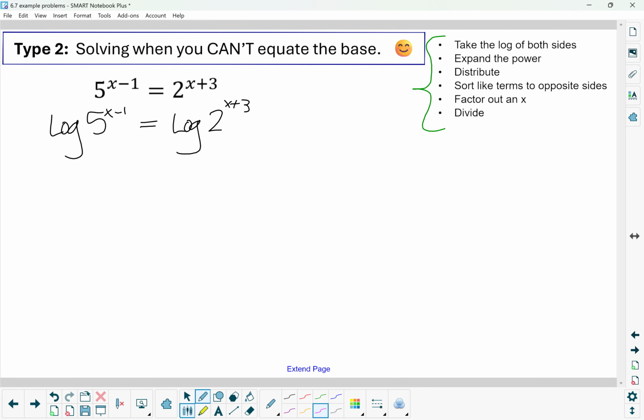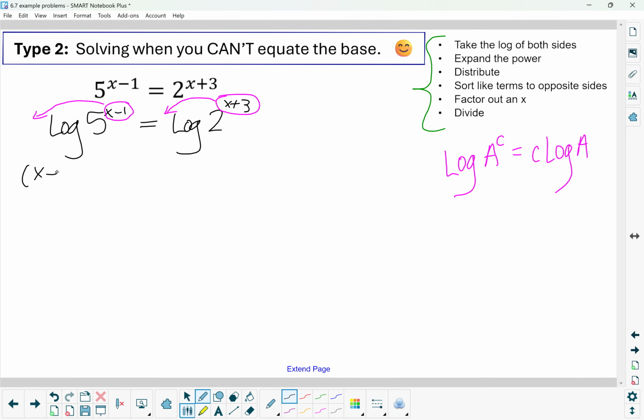Well, now that these are logs, though, we can apply log properties. One of the log properties that we had is that if we have a log of something with a power, we can bring that power to the front as a coefficient. We're going to use that idea now. I'm going to bring this down as a coefficient, and I'm going to bring that x plus 3 down as a coefficient. I'm going to go ahead and put it in parentheses since it has 2 terms. So x minus 1 log 5 is equal to x plus 3 log 2. Okay, we have completed our first 2 steps on this little checklist.